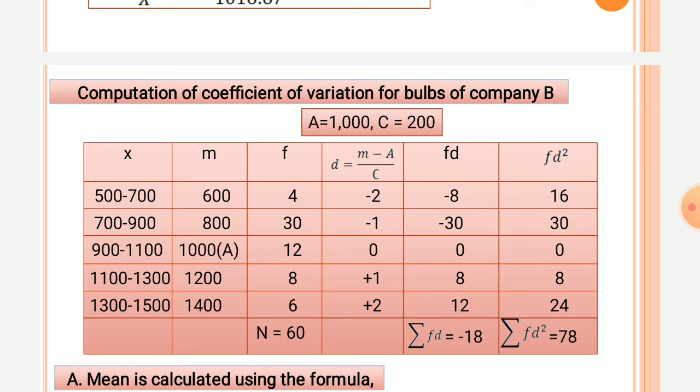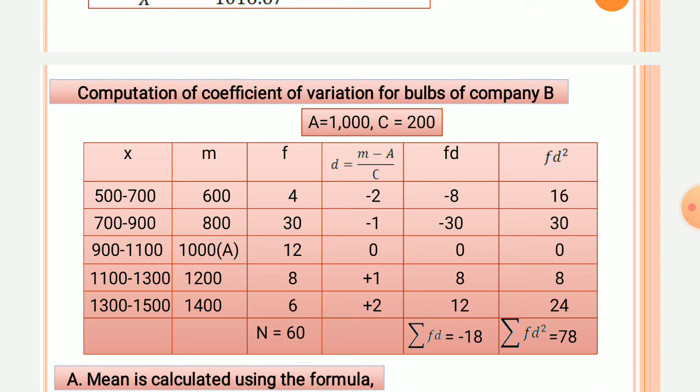Now here frequency is to be taken in the third column, and d is equal to m minus a by c. Here m is the mid value, 1000 is taken as the assumed value a, and c is the size of the class interval. So 600 minus 1000 by 200 is equal to minus 2. 800 minus 1000 by 200 is minus 1. 1000 minus 1000 by 200 equals 0. 1200 minus 1000 by 200 is plus 1, and plus 2.